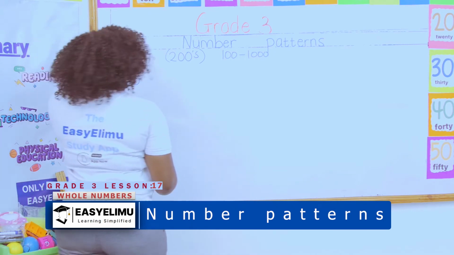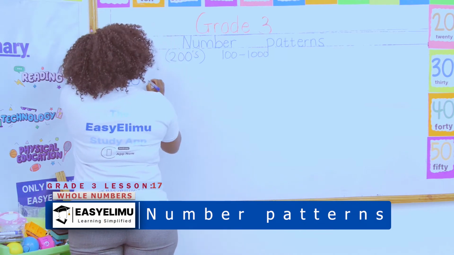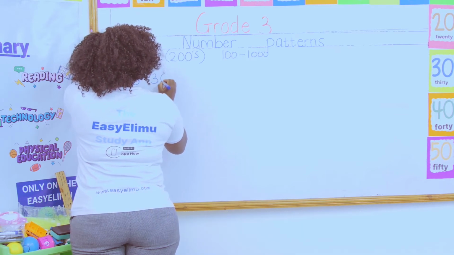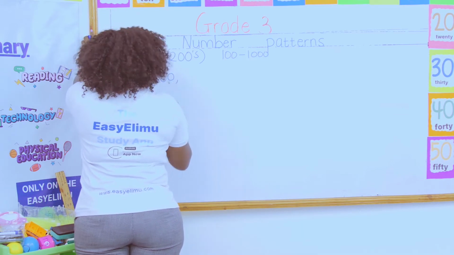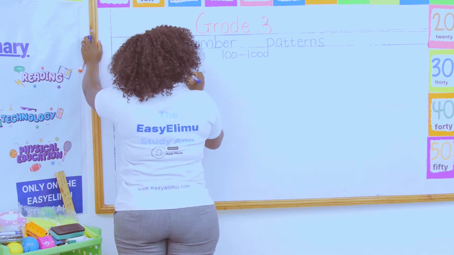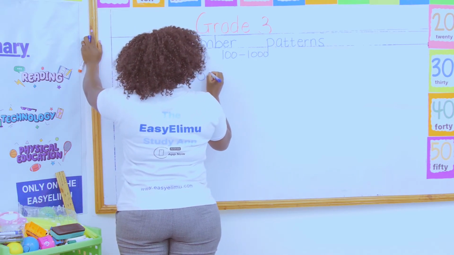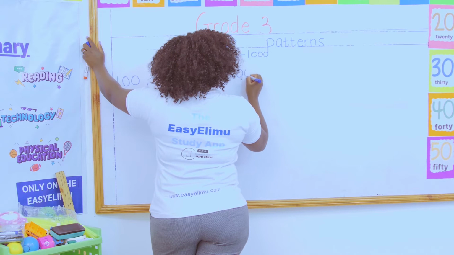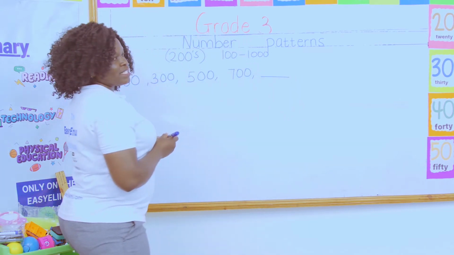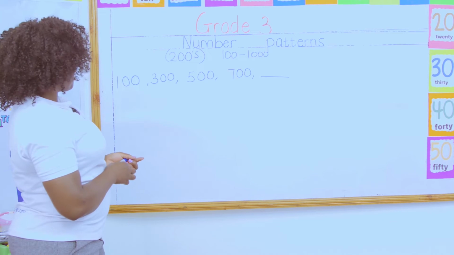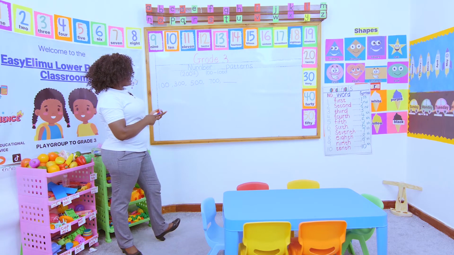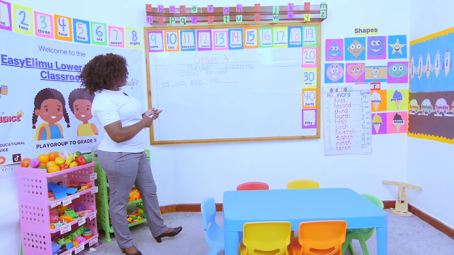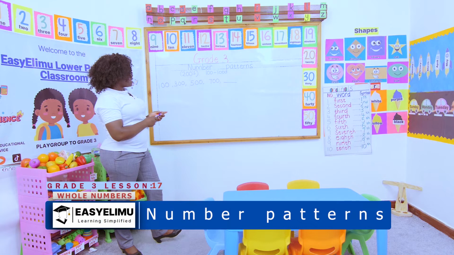So when you're counting in 200s, it means the next number here will be 300. The next number here will be 500. The next number here will be 700. Now find the missing number. How do you find the missing number? The question says, count in 200s. Make a pattern using 200s from numbers 100 to 1000.